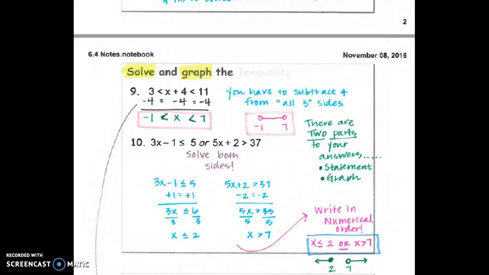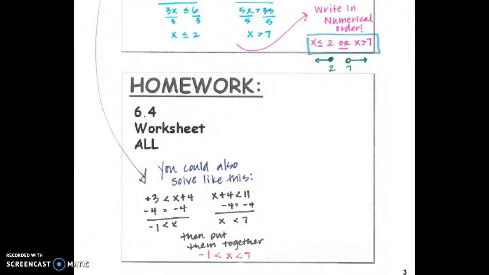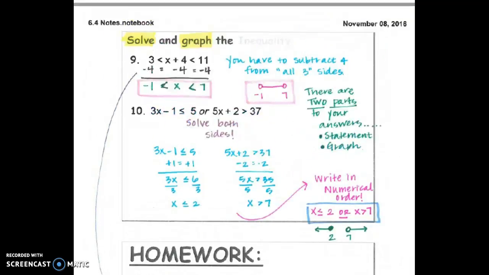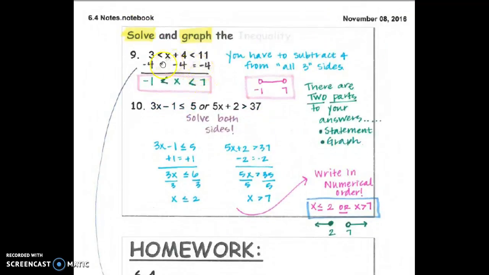On number 9, I also showed you how if you wanted to, you could just kind of separate it out and solve it like this. So you're taking 3 is less than x plus 4, but at the same time, x plus 4 is less than 11. Solve it out this way, but then you still need to put it together like this, which is why I think it's easier sometimes if you just do it like I did the first method, where you keep it together and just subtract the 4 from all 3 sides. Don't forget though, you need this statement and you need the graph.